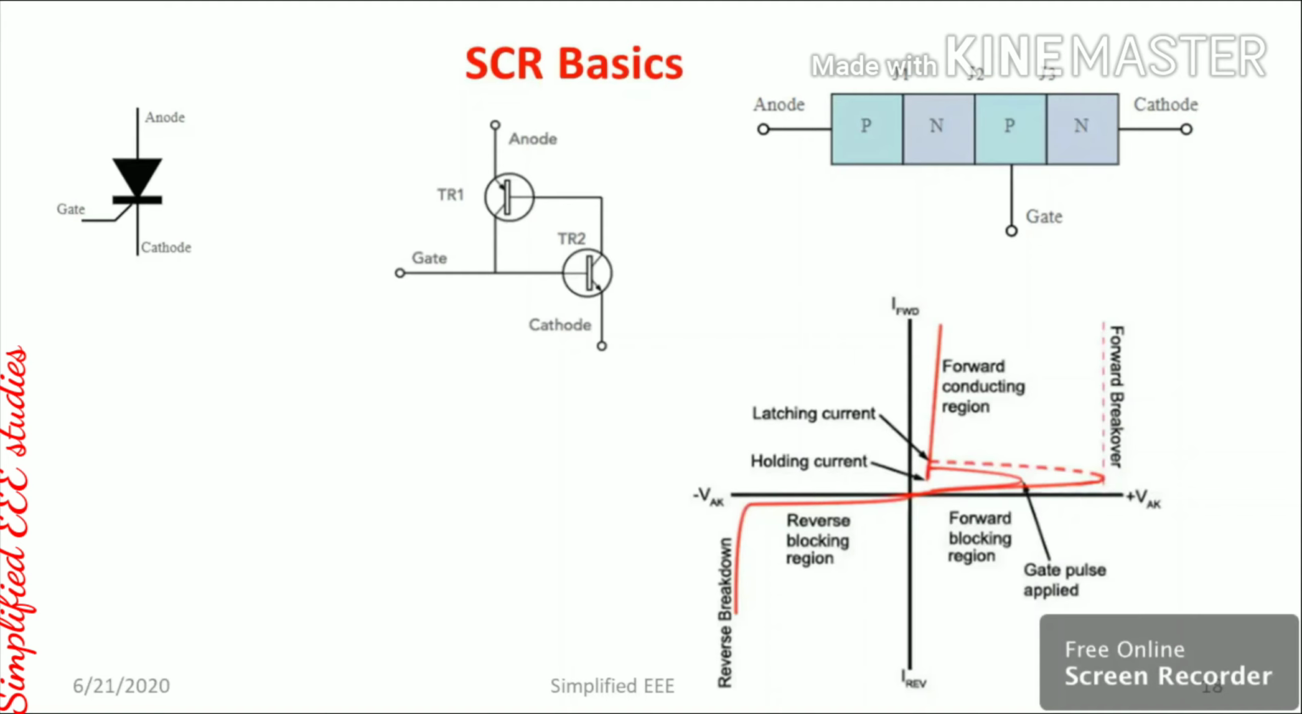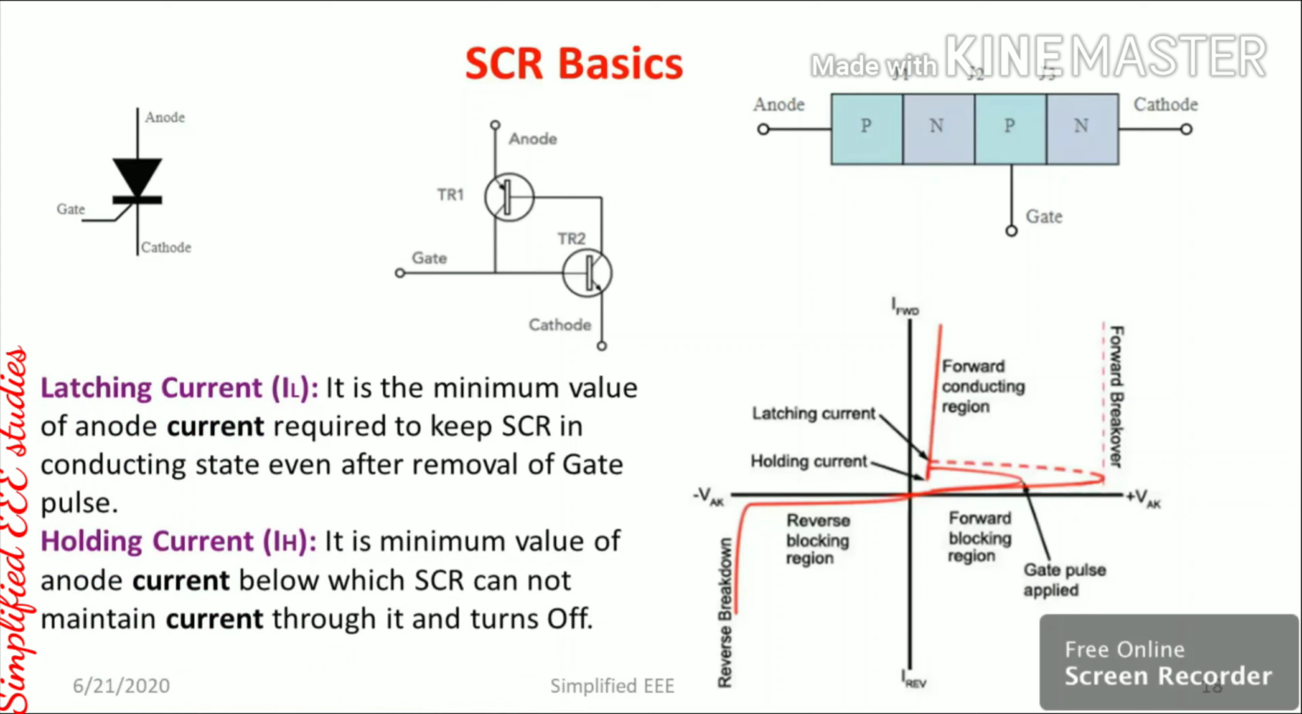If you want to talk about the operation, you need to understand what we mean by latching current and holding current. Latching current is associated with the on process, whereas holding current is associated with the off process. Moving on to the definition of latching current: it is the minimum value of anode current required to keep the SCR in conduction state even after the removal of the gate pulse. Even if you remove the gate current, the SCR will not be turned off. That is regarding latching current. It is associated with the turn on process.